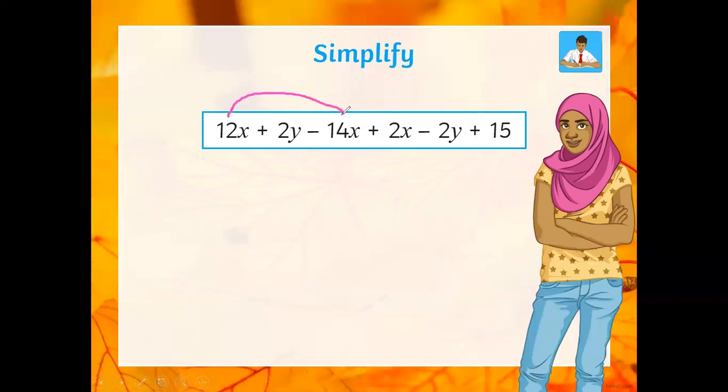Work out 12x minus 14x plus 2x. Then 2y minus 2y. So that's going to be the answer for y. And then plus 15 is something that exists on its own. There is no x or y here. So let's see who can give me the answer.